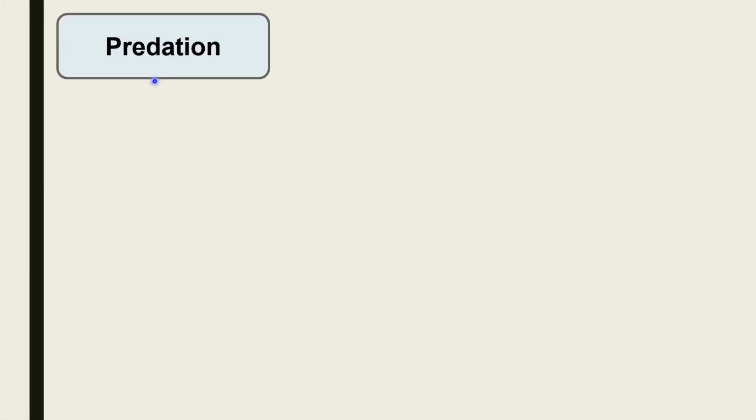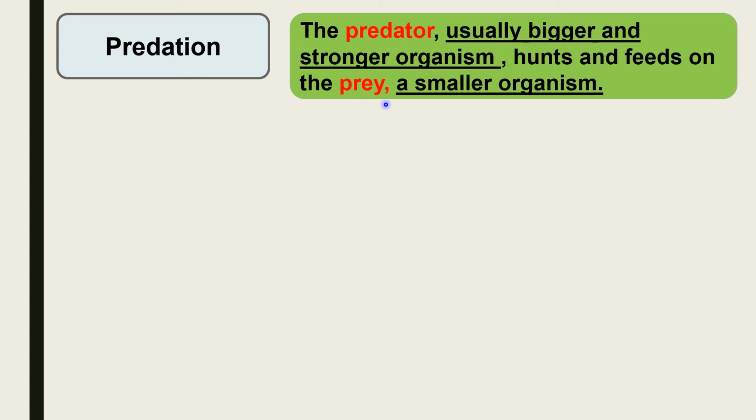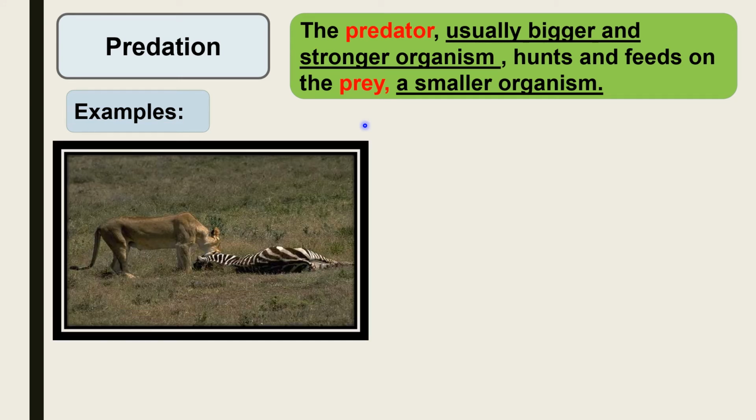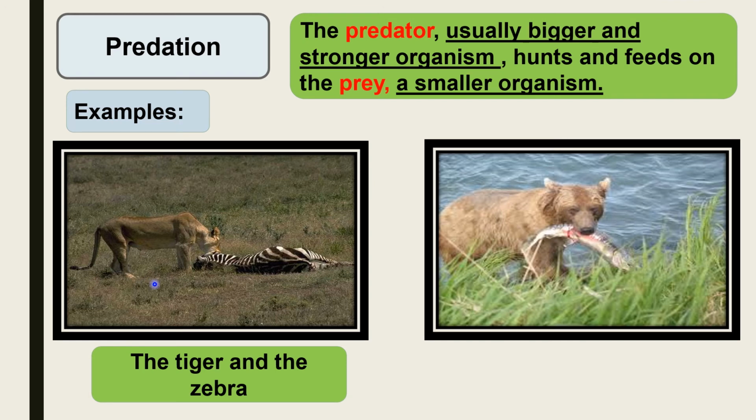Predation. What is predation? Predation is when the predator, usually a bigger and stronger organism, hunts and feeds on the prey, the smaller organism. So the predator is usually the organism that eats its prey, and the prey is the one killed. For example, in this picture, as you can see, the tiger eats the zebra. The predator here is the tiger, and the zebra is its prey.